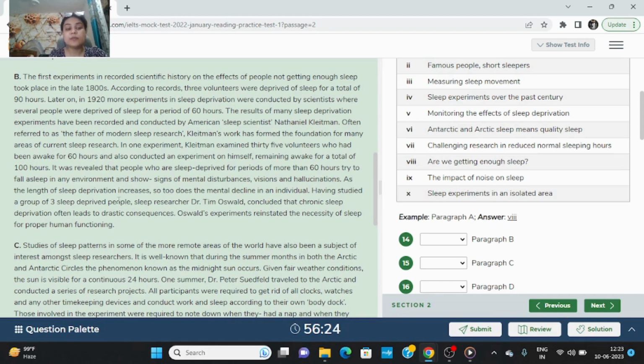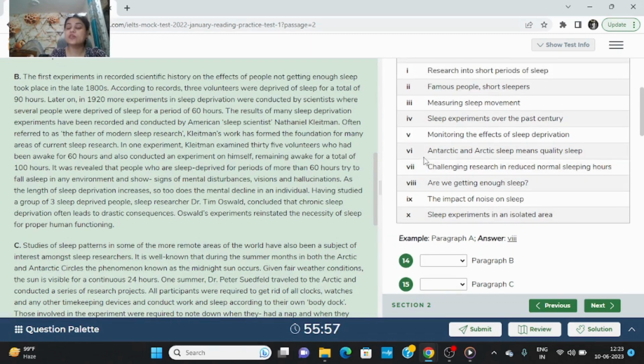As the length of sleep deprivation increases, so too does the mental decline in an individual. Having studied a group of three sleep deprived people, sleep researchers Dr. Tim Oswald concluded that chronic sleep deprivation often leads to drastic consequences. Oswald's experiments reinstated the necessity of sleep for proper human functioning.